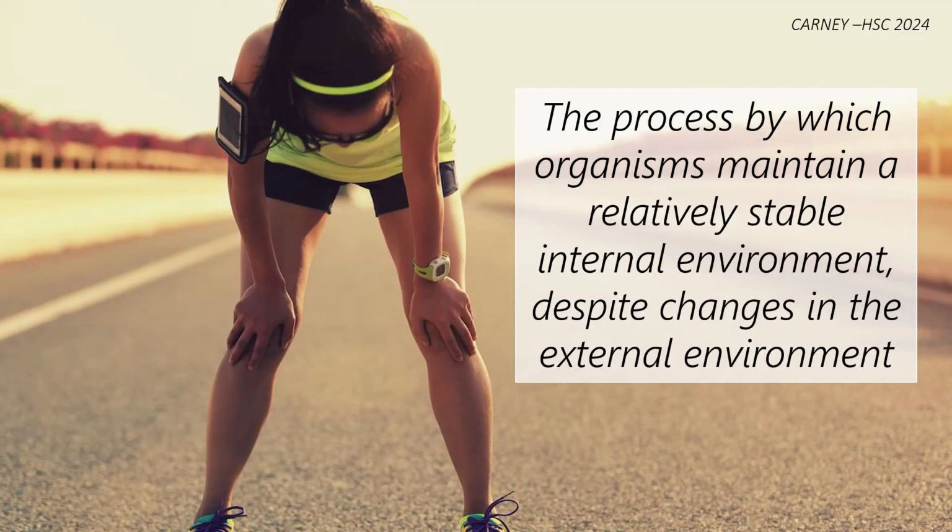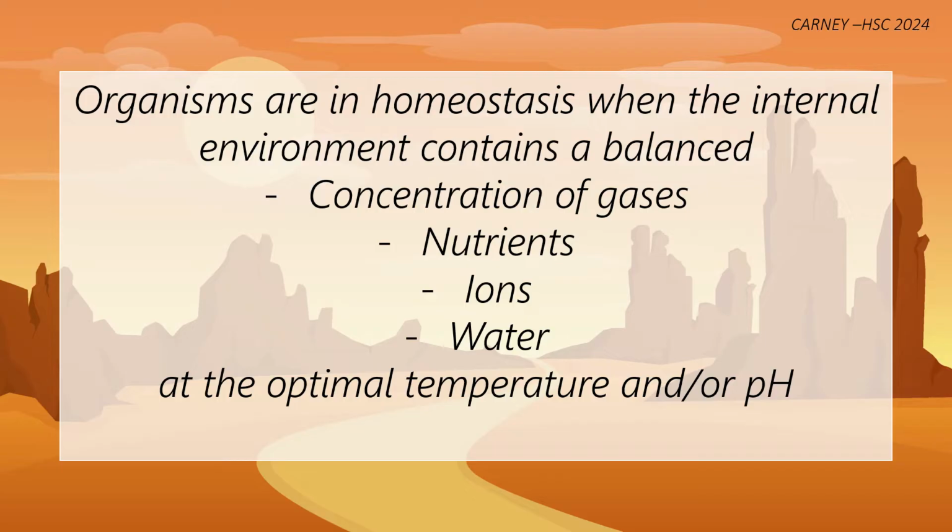Homeostasis. Homeostasis is defined as the process by which organisms maintain a relatively stable internal environment despite changes in the external environment. What does this mean exactly? We say an organism is in homeostasis when there is a balance of gas concentration, this is oxygen and carbon dioxide, nutrients, intake of carbohydrates, proteins, lipids, as well as vitamins and minerals. Ions, this can be sodium, potassium, magnesium, and chloride ions that are essential electrolytes for electrical neutrality in cells, generating action potentials in the nerves and muscles.